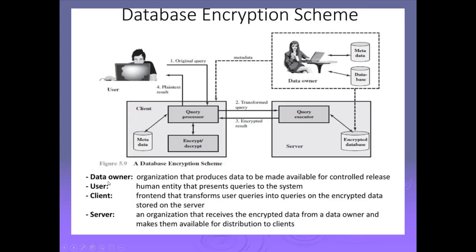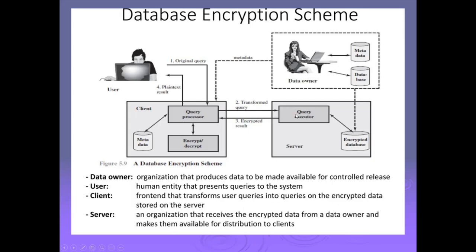So these are the different stakeholders: data owner, organization that produces data to be made available for controlled release. So they are some organization, some entity which produces the data and they are the owner of the data. User, you can see the user that presents queries to the system. So the user wants to search some information in the database system, send the query and retrieve the result from the database system. The client is a framework here, a front end that transforms user query into queries on the encrypted data stored on the server.